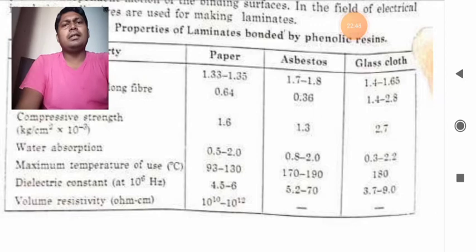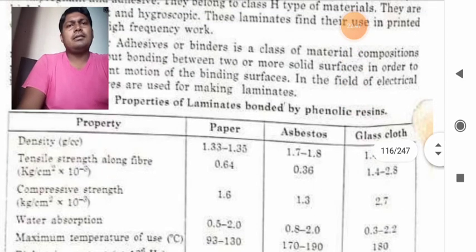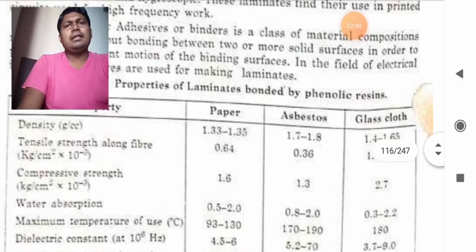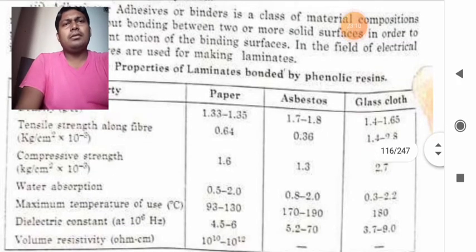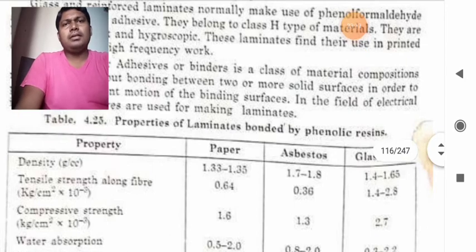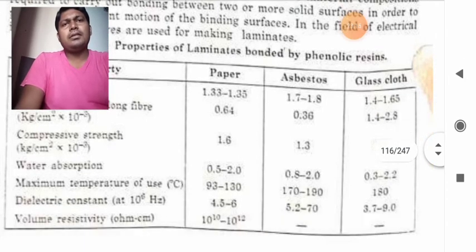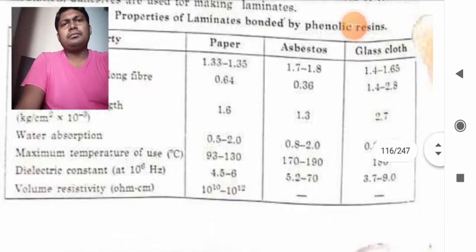volume relative resistivity is as in the screen. The density of paper is about from 1.33 to 1.35, and the density for asbestos is from 1.7 to 1.8. So its range is from 1.7 to 1.8. Similarly for glass cloth it is 1.4 to 1.65. So the other particulars also you can check from the table.